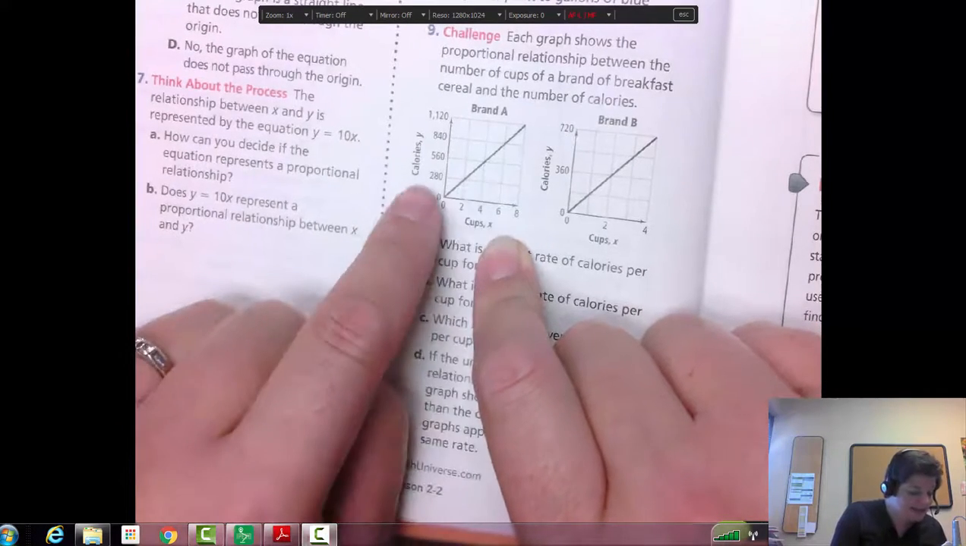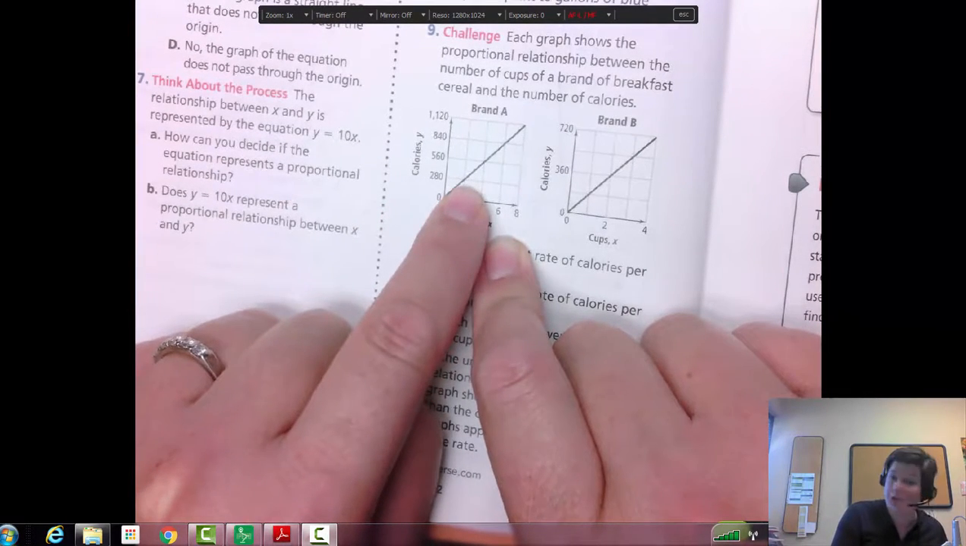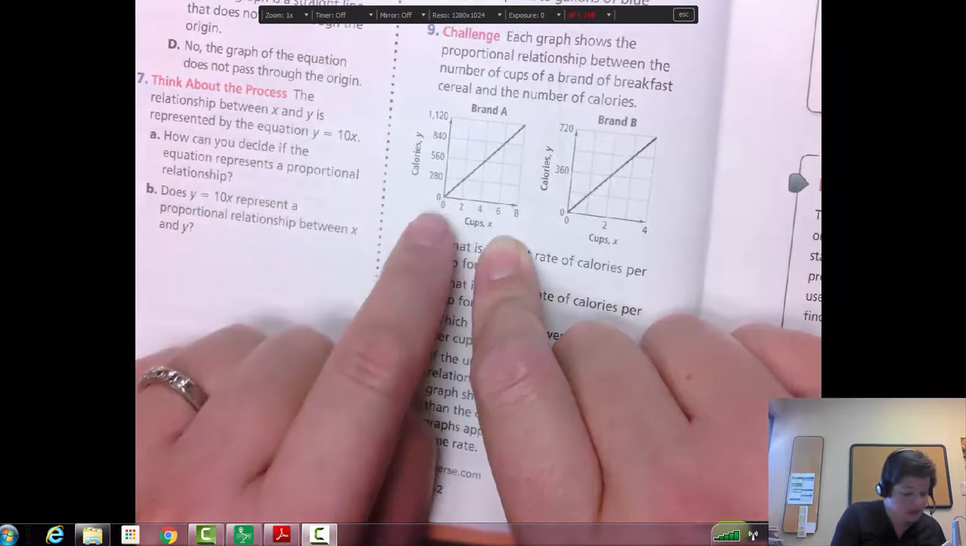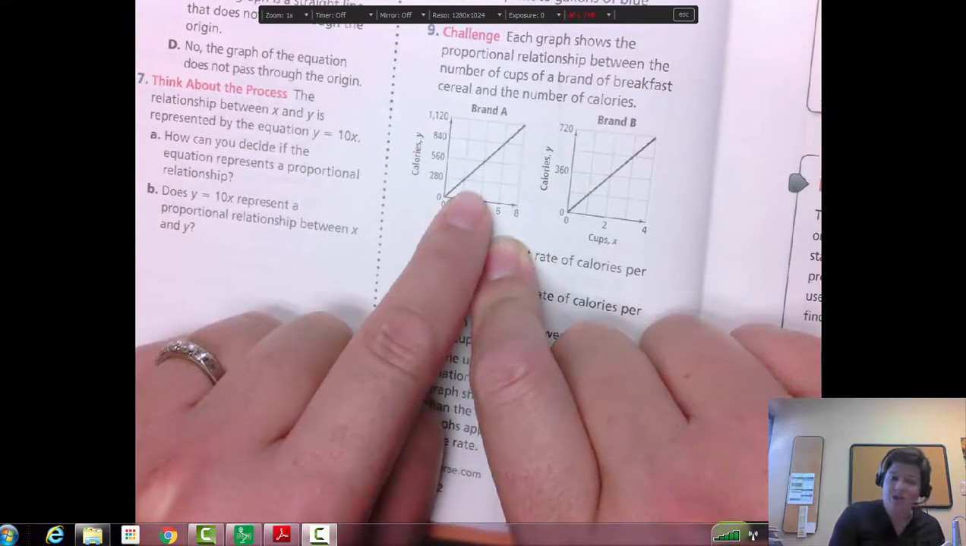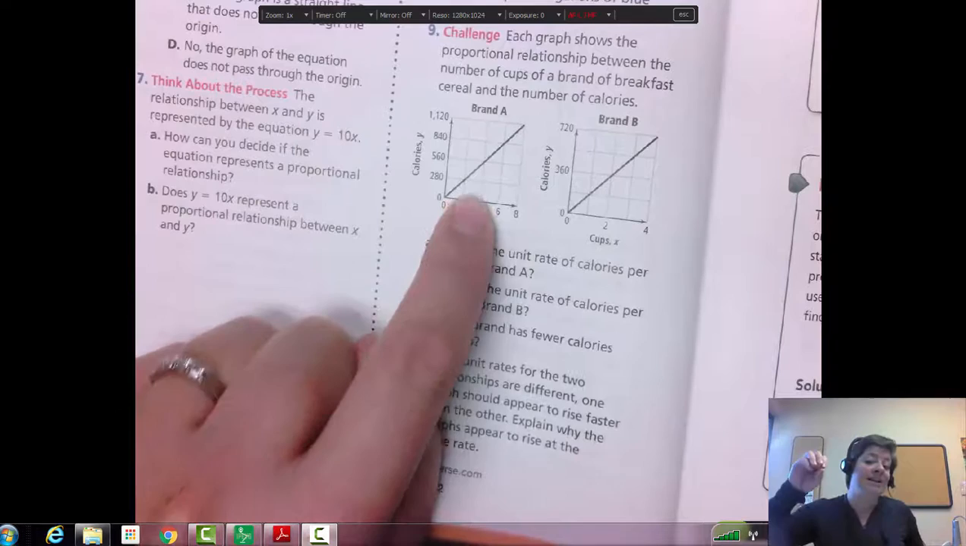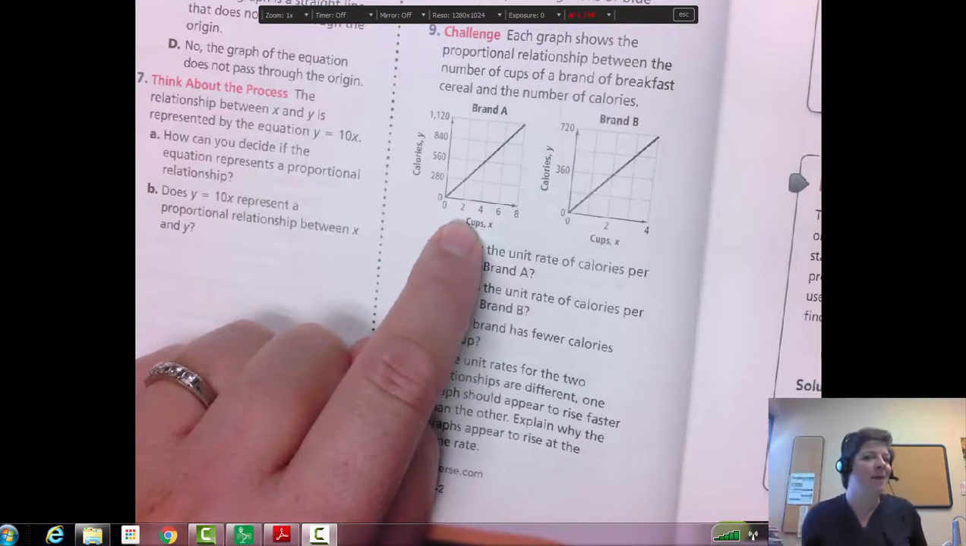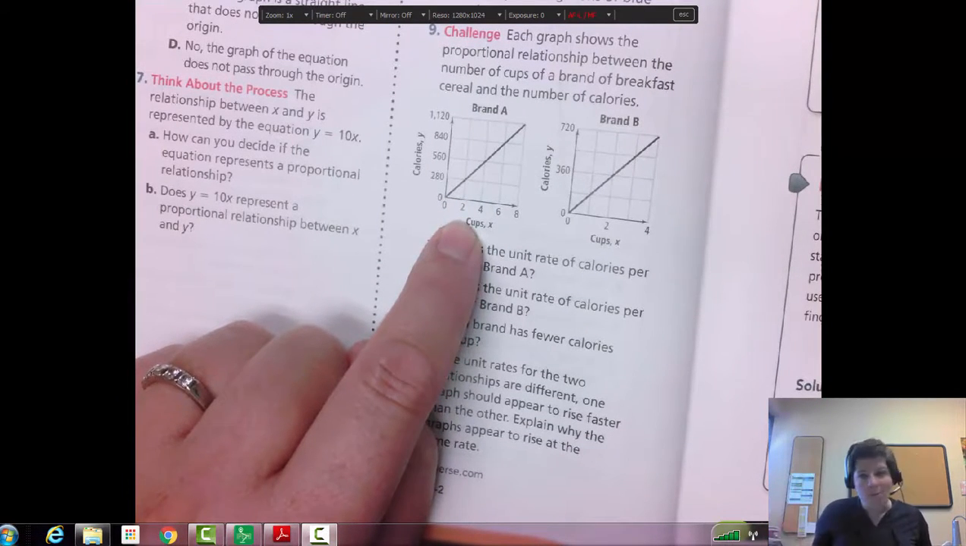Okay, so I can see over 2 up 280, right? So that's the point 2, 280. So if I take 280, my y, and divide it by 2, I get my ratio or my proportional relationship, right?